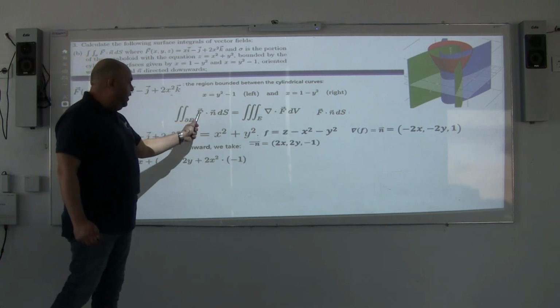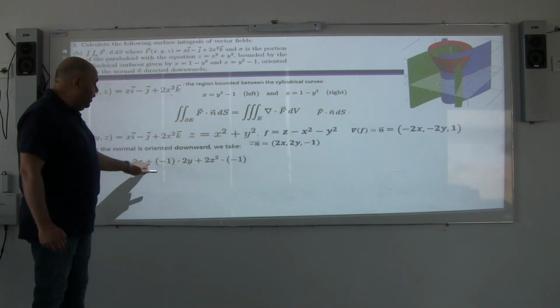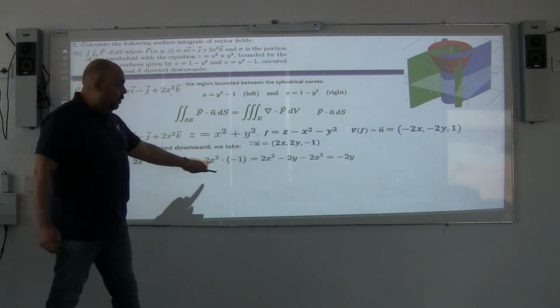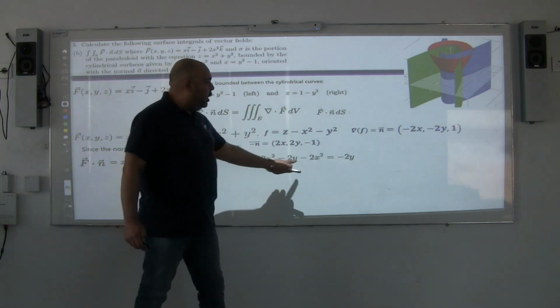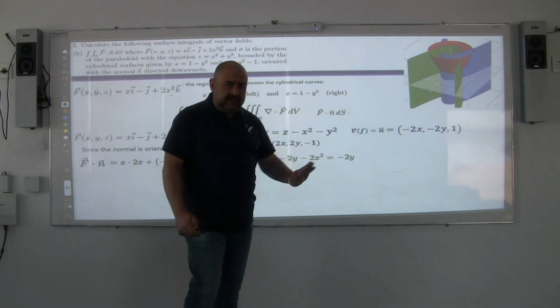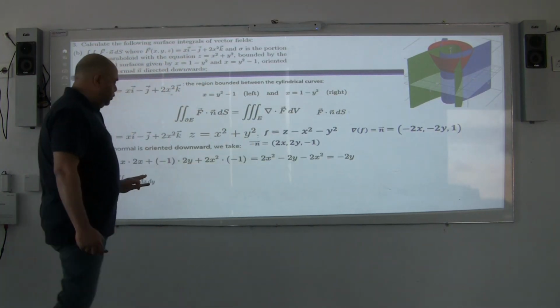I'm working with the main formula here, so multiplying both of them together. Now I will have the multiplication, which comes up to negative 2y. All of this is straightforward, just direct substitutions.